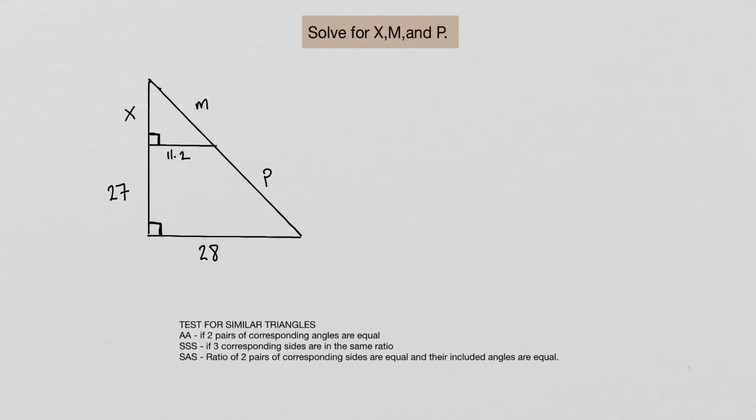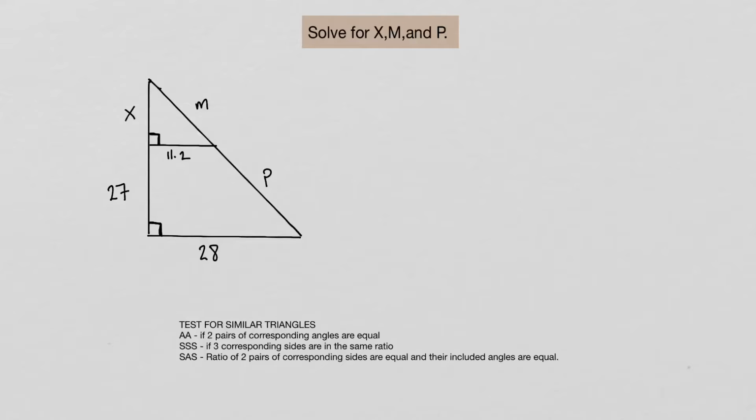Good day. So this one was sent in from a friend, and it was asking to solve for these variables x, m, and p for the similar triangles. The problem said something about similar triangles, so I pulled up this little test for similar triangles. Here are 3 tests that we could use to note if triangles are similar.